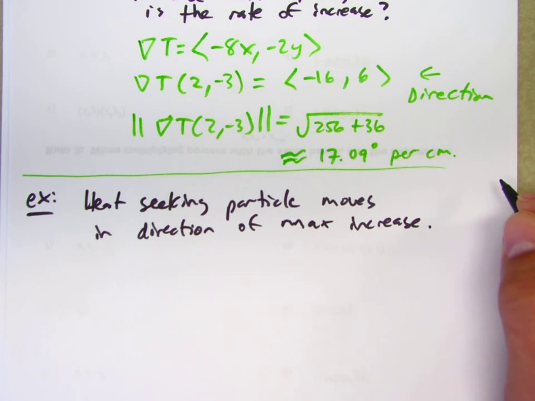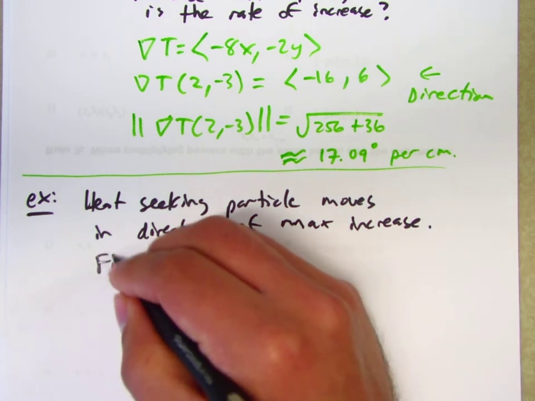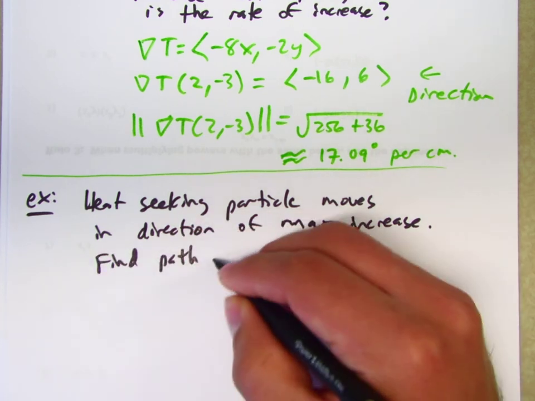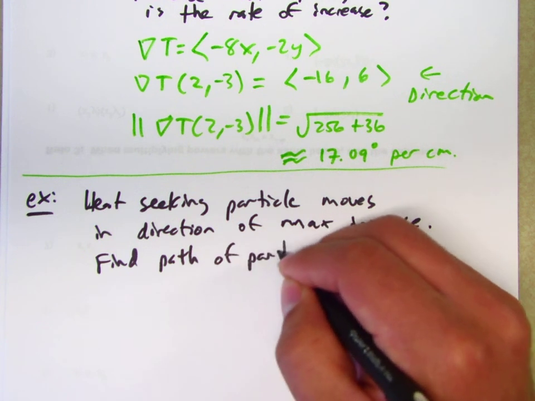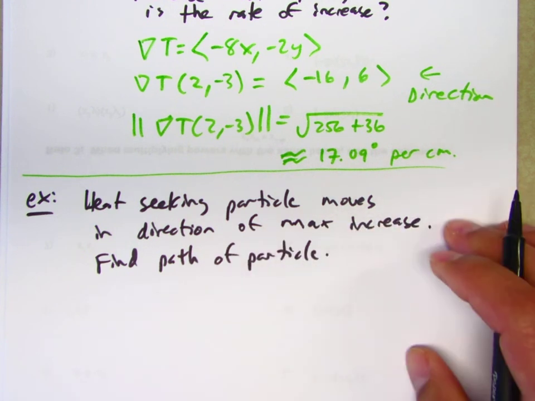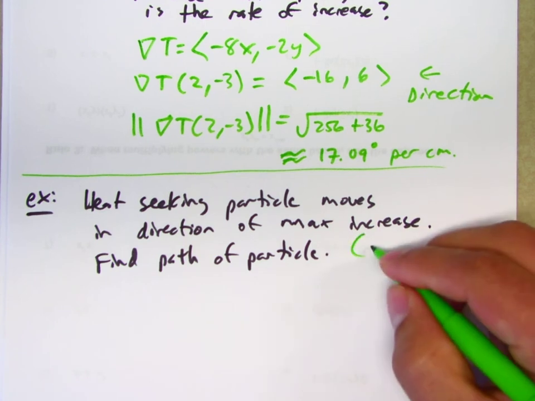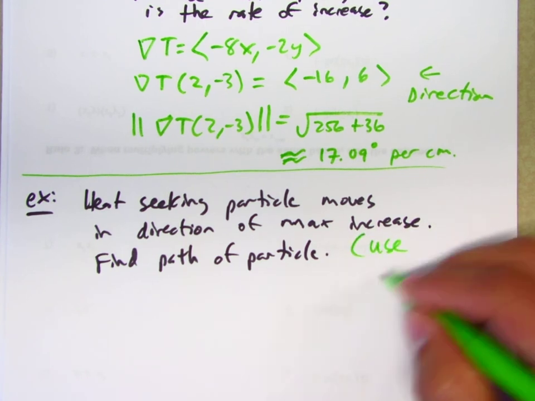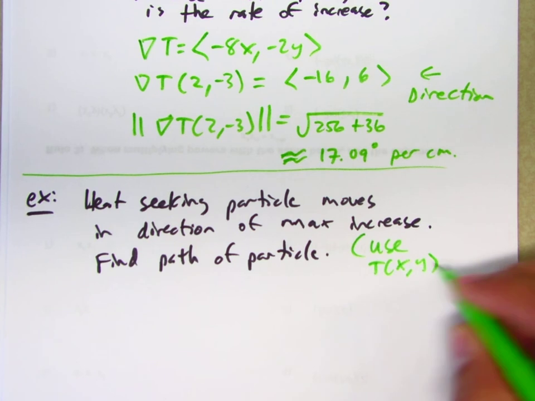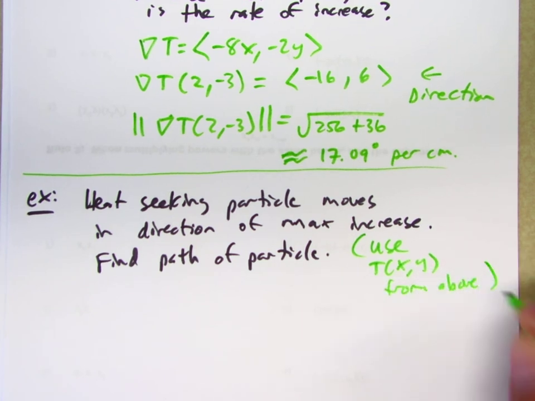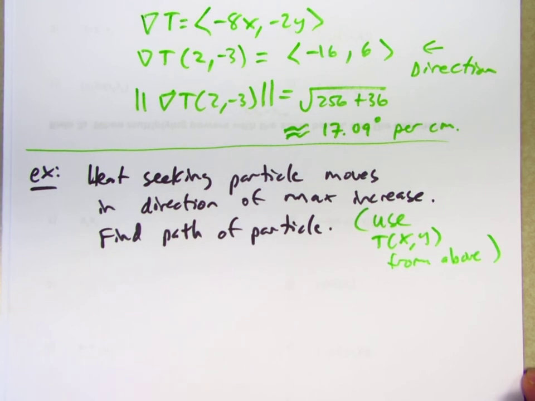And we want to find the path. So what is the curve or the path of the particle? Let's just use T of x, y from the previous example. So if we're modeling the same temperature and we have a heat-seeking particle that's always going to be chasing that, what's the path going to look like?